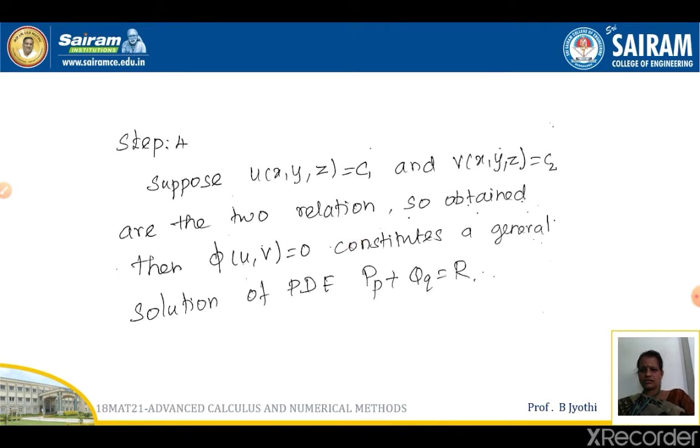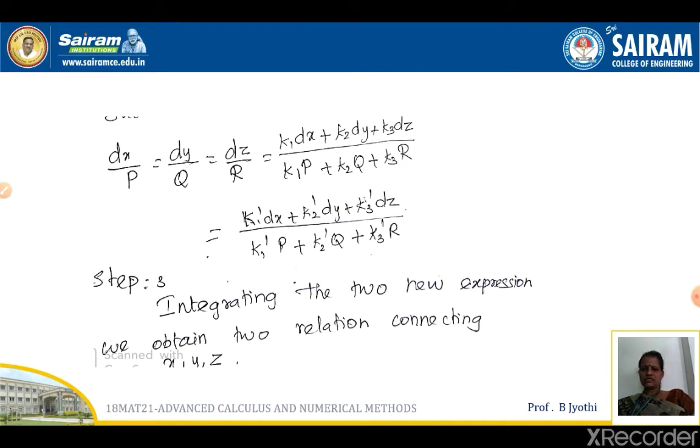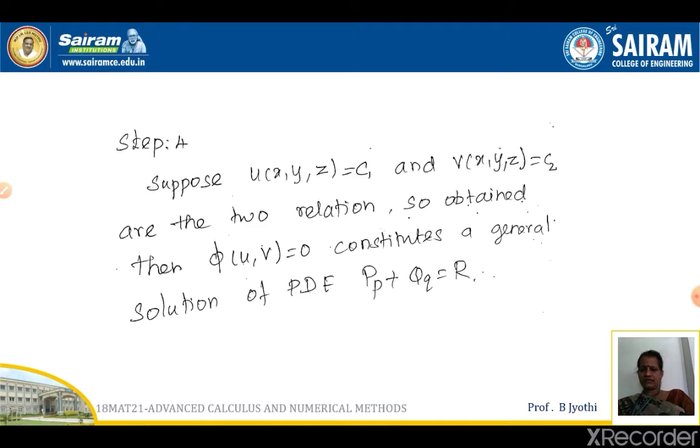Next step, this can also be written as k1 dash into dx plus k2 dash dy plus k3 dash dz divided by k1 dash P plus and so on. Integrating the two expressions, we obtain two relations connecting x, y and z. The last step is, suppose u of x, y, z is equal to c1 and v of x, y, z is equal to c2 are the two relations we obtain. Then phi of u comma v equals 0. It constitutes a general solution of the PDE, that is Pp plus Qq is equal to R.